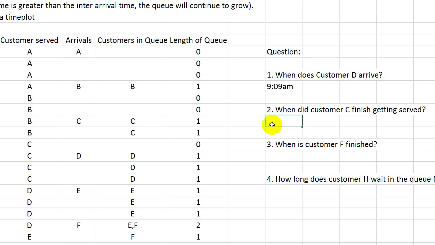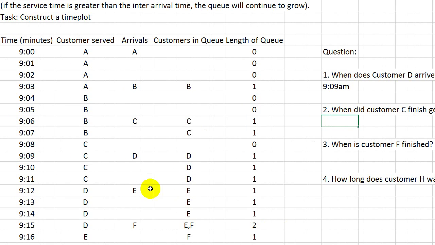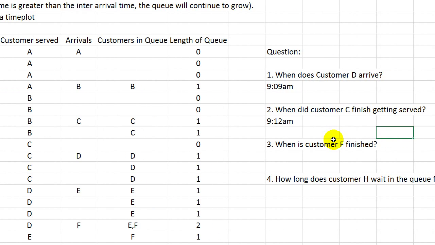So if you look at customer C, so C starts being served at 9:08. So 9:08, 9:09, 9:10, 9:11, C is still being served. So it's actually 9:12. Sorry. 9:12 that customer C stops getting served. So customer C has left by 9:12. So that's the answer for when did customer C finish getting served.